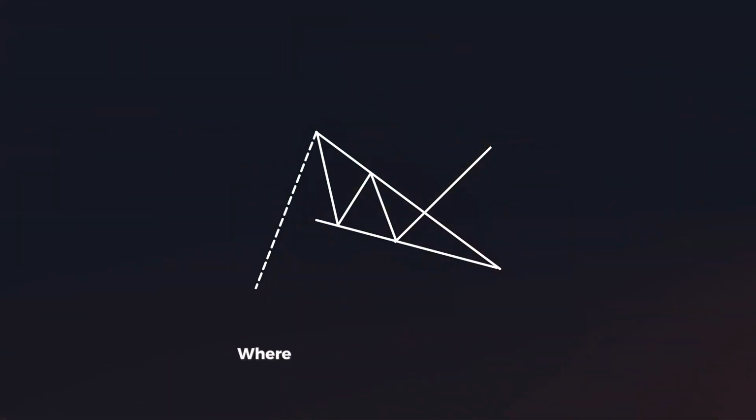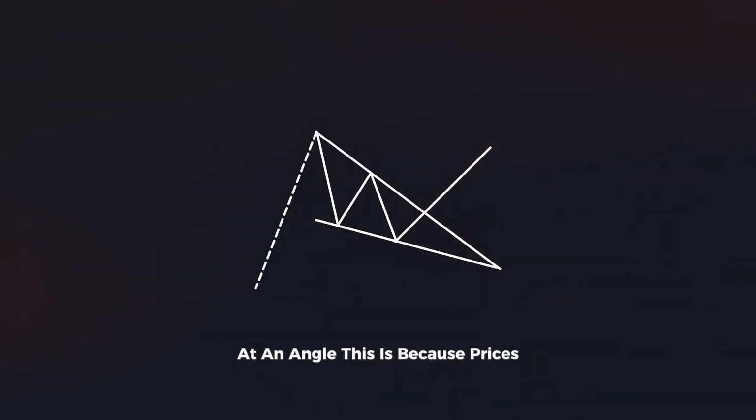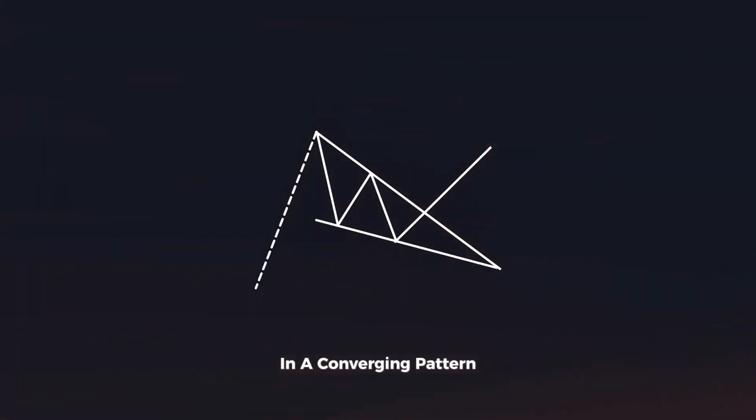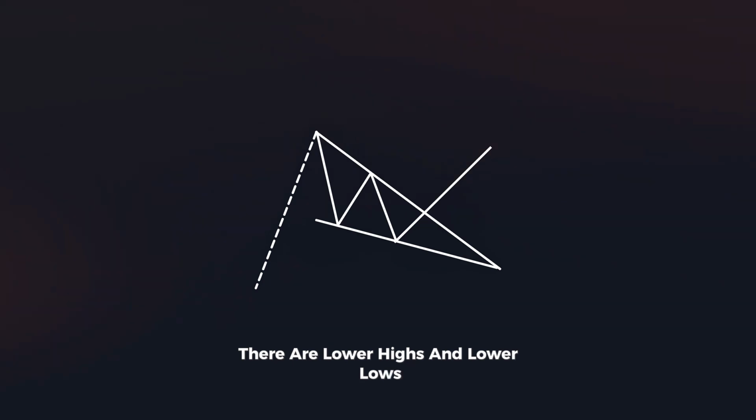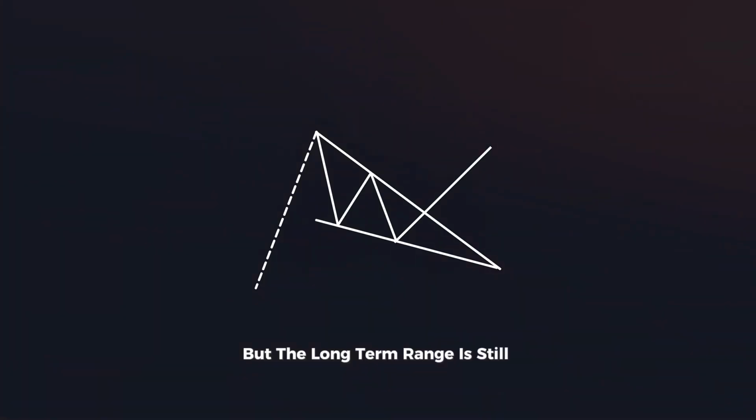Unlike the triangles where the apex is pointed to the right, the apex of this pattern is slanted downwards at an angle. This is because prices edge steadily lower in a converging pattern. There are lower highs and lower lows. A bullish signal occurs when prices break above the upper trend line. Over the weeks or months that this pattern forms, the trend appears downward, but the long-term range is still upward. Volume should diminish as the pattern forms.